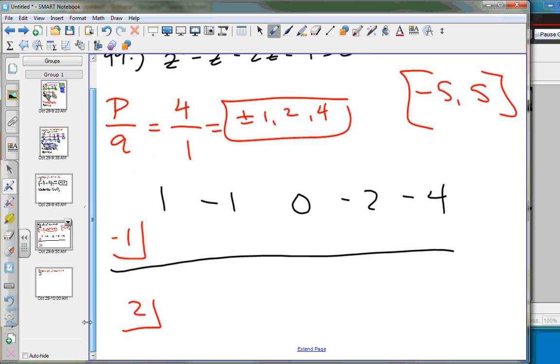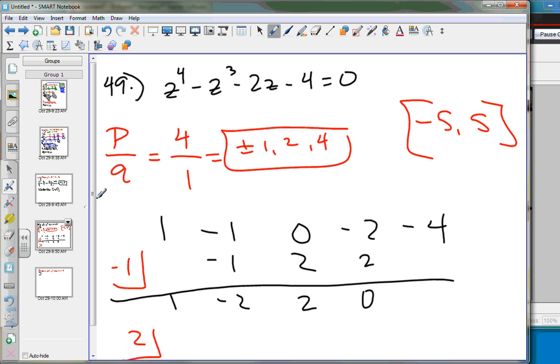So I start doing synthetic division. 1, -1, -2, 2, 2, 0. Oh, I messed up. Did I make a sign error up there? Yeah, your second one will be negative. The one right above it, 0, should be a negative 2. Yes, thanks. So that gives me a 0. Do we see that? So we know that's a factor.